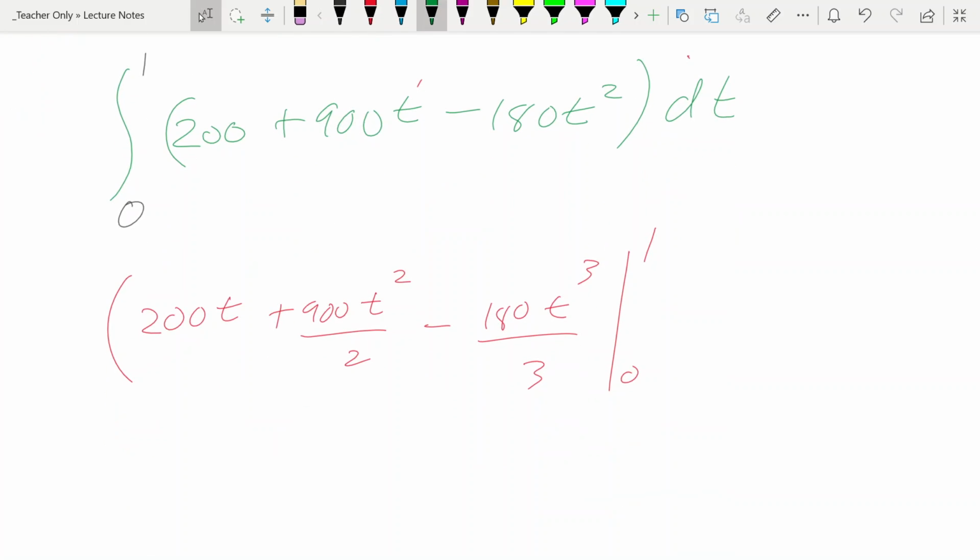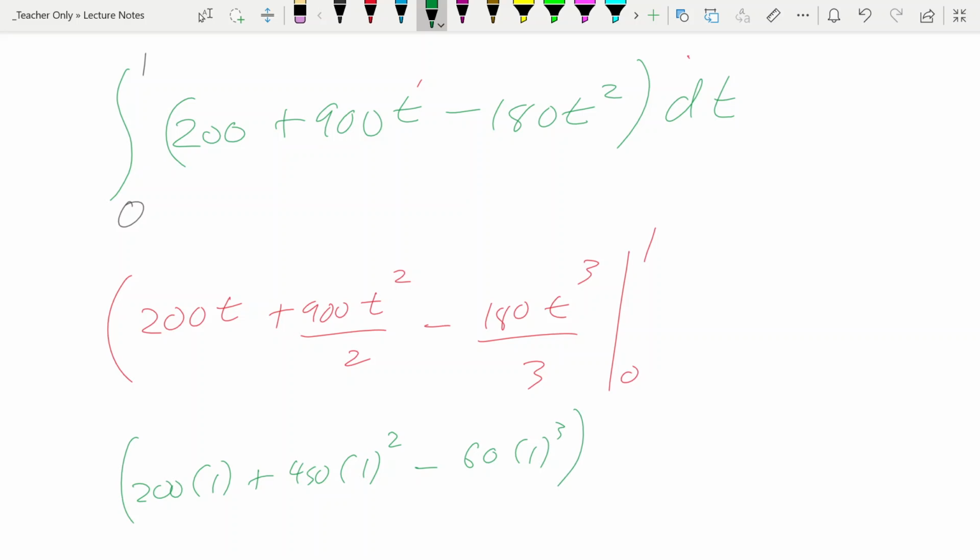Okay, and of course we could do a little bit of simplification as we go here. I'm going to do both at the same time. So we're going to do 200 times 1, as we sub in for t, plus 900 divided by 2 would be 450 times 1 squared, minus 180 divided by 3. Well, let's see, 3 times 6 is 18, so that'd be 60. There we go. 60 times 1 cubed.